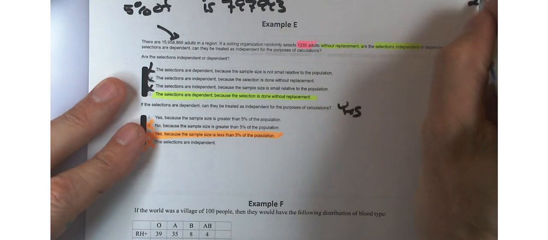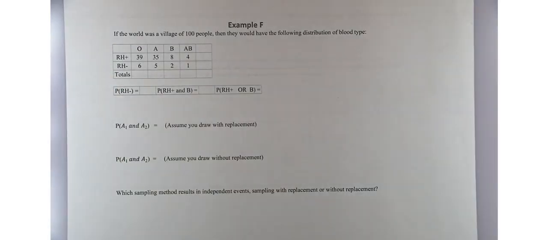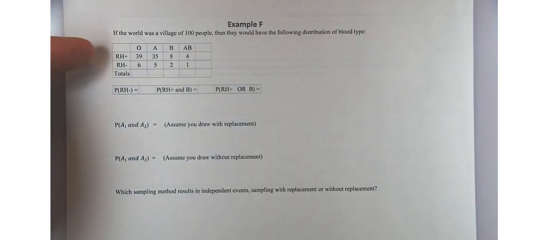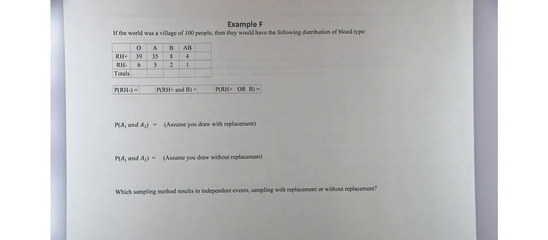All right. I always kind of like example F. I think the numbers are kind of old here, but they're still probably pretty representative. If the world was a village of 100 people, then they would have the following distribution of blood types. So you've got types O, A, B, and AB. And then within those types, you have positive and negative. And that Rh stands for Rhesus monkey, which is where that protein was found.